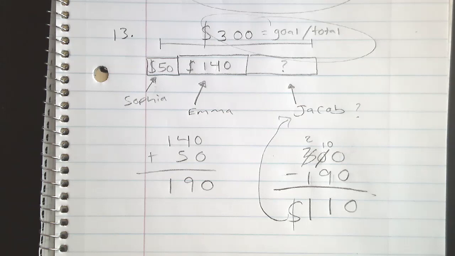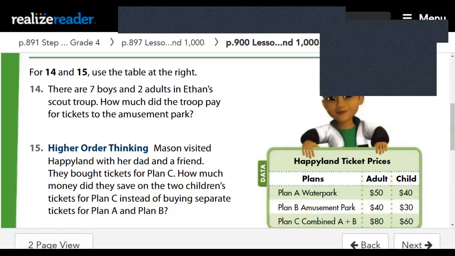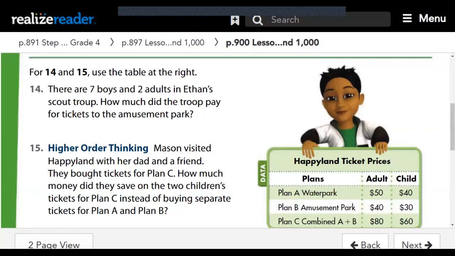All right, moving to number 14. Now taking a look, it says for 14 and 15, use the table at the right, all right? And number 14 says there are seven boys and two adults in Ethan's scout troop. How much did the troop pay for tickets to the amusement park?